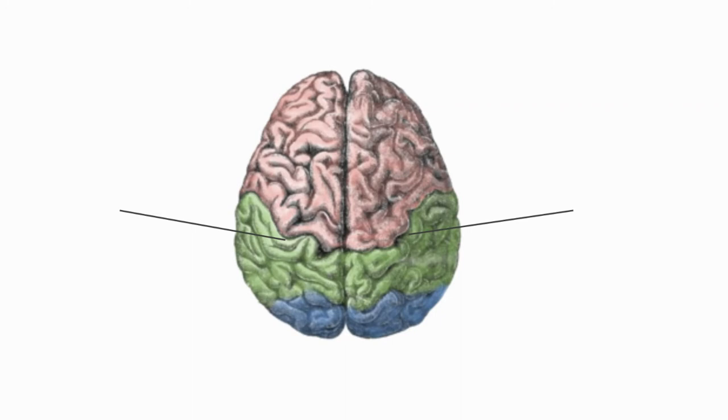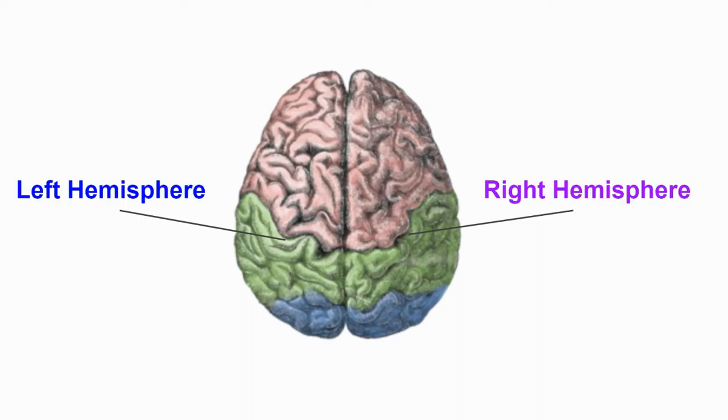So we're going to start off with a quick reminder that our central nervous system is made up of both our brain and our spinal cord. And within our brain, we have two parts: the left hemisphere and the right hemisphere.